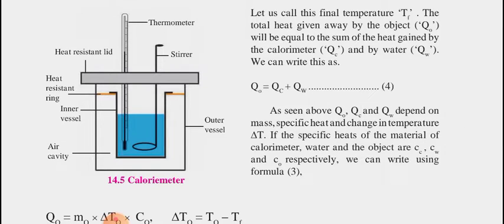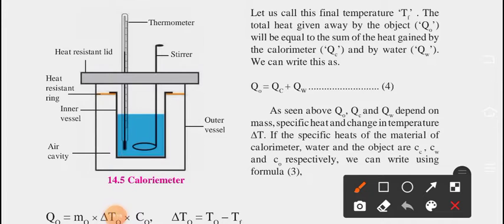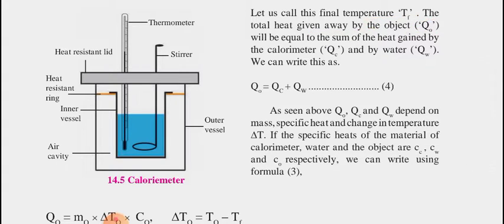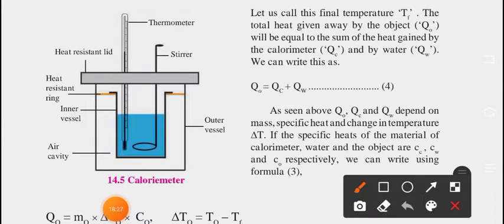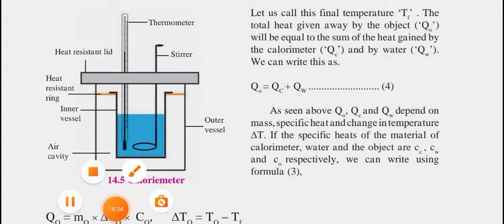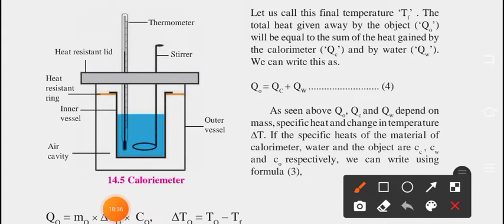Okay. Now we will go ahead with the same concept. Let us call the final temperature Tf. The total heat given away by the object is Qo. This heat given by the object will be equal to the sum of the heat gained by the calorimeter and water. The calorimeter and water are gaining heat. So we can write that the heat given by the object is equal to the addition of the heat of the calorimeter and the heat of water.